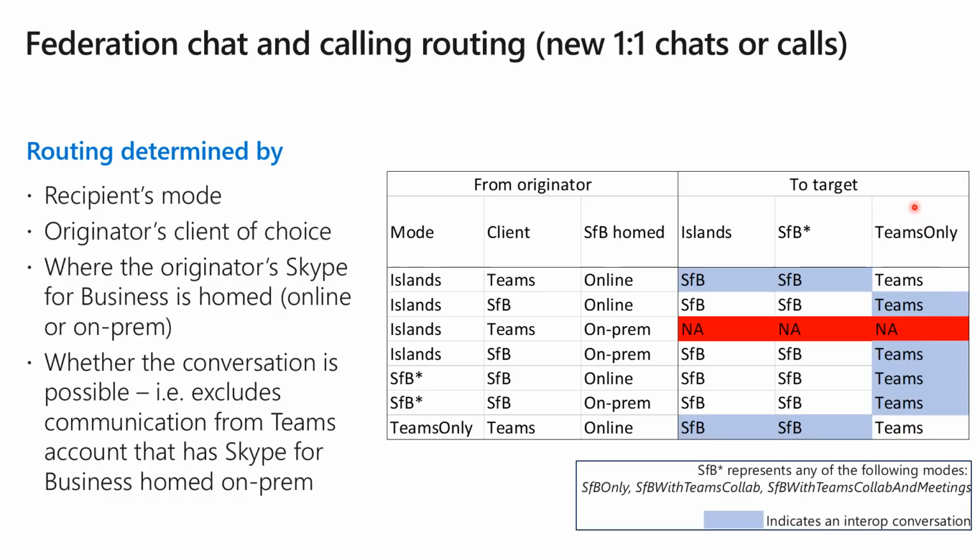If user B or the target here is in Teams only, of course, then it will land in Teams, regardless of where the user initiates the conversation from, of course, with the exception that we noted here. And lastly, like we saw before, if we look at this table, any of the cells that are shaded here indicate that this is an interop conversation as opposed to a non-interop thread.